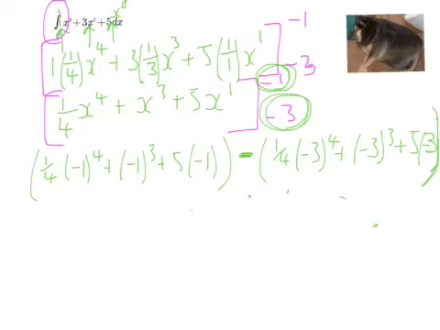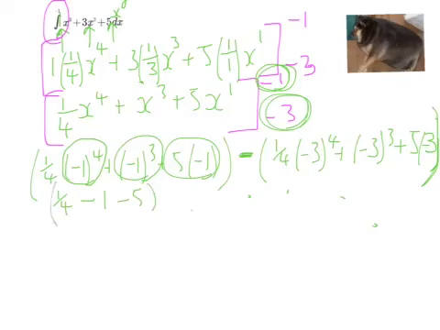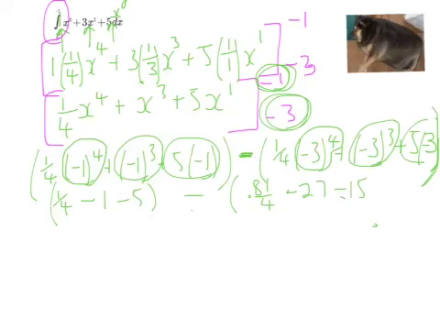Okay, let's neaten this up. -1 to the power of 4. Can you just do this in your head, guys, and just be careful because your calculator sometimes gets this wrong. But -1 to the power of 4 is +1, so that will come to a quarter. -1 cubed is -1, so -1, and 5 lots of -1 is -5. Okay, minus, here comes the next bit. -3 to the 4 is 81, isn't it? It's a positive number, so that's 81 over 4. -3 cubed is -27, and 5 lots of -3 is -15.